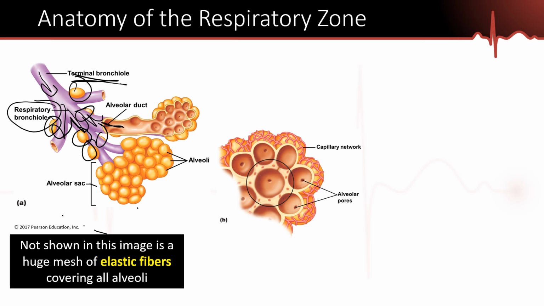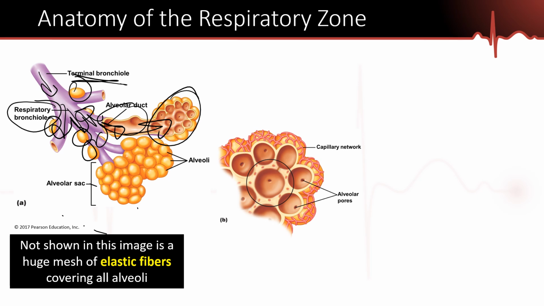Respiratory bronchioles will turn into what are called alveolar ducts. Alveolar ducts are just passageways into the alveolar sacs, and the alveolar sacs are just made up of clusters of alveoli, right? A whole bunch of those sacs all collectively together. An alveolar sac is just made up of hundreds or thousands of alveoli.